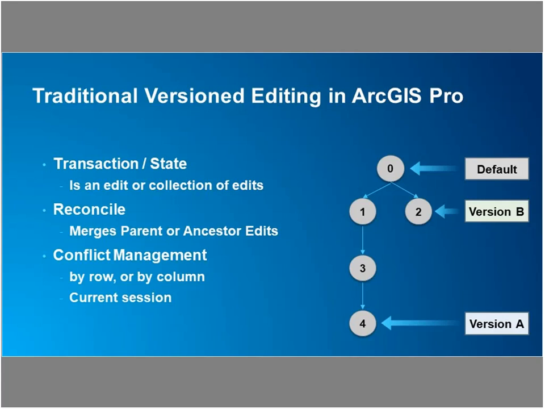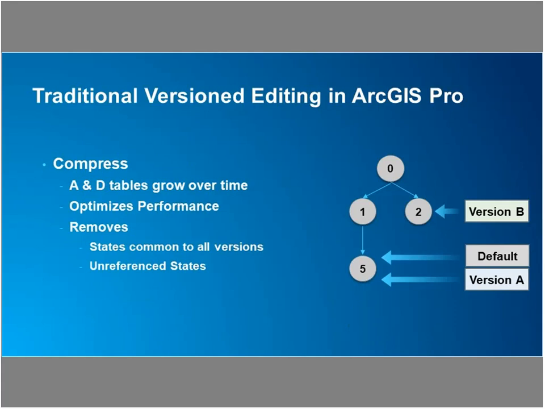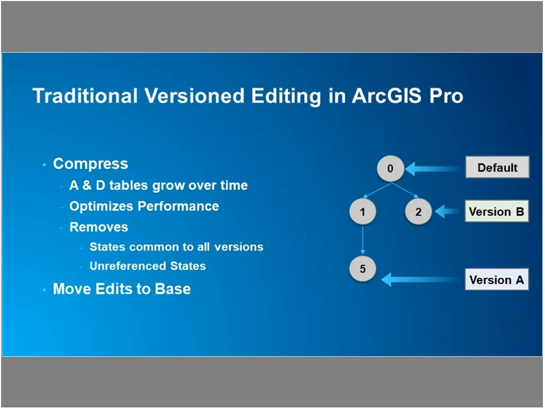All conflicts must be resolved before your current session ends. Once each conflict has been managed, your edits need to be merged into the ancestor or target version. You complete the merging process by posting your changes to the target version. As the geodatabase is edited over time, the tables responsible for managing the deltas increase in size. You need to use the Compress geodatabase geoprocessing tool to remove edits that are no longer referenced by a version. The compress tool also moves all edits that are common to all versions back to the business table. This helps optimize the performance of the database. An additional option exists to have all edits be moved to the business table when they are posted to the default version.